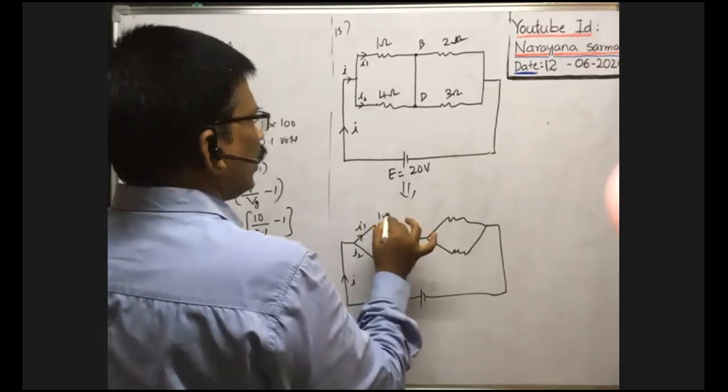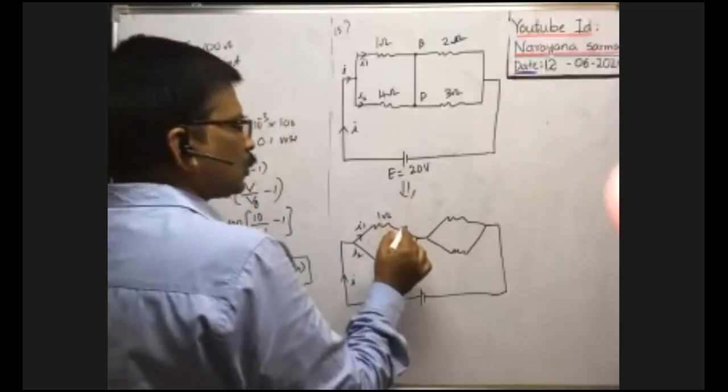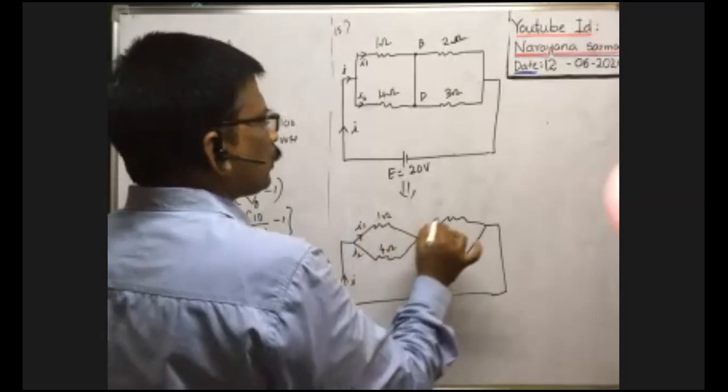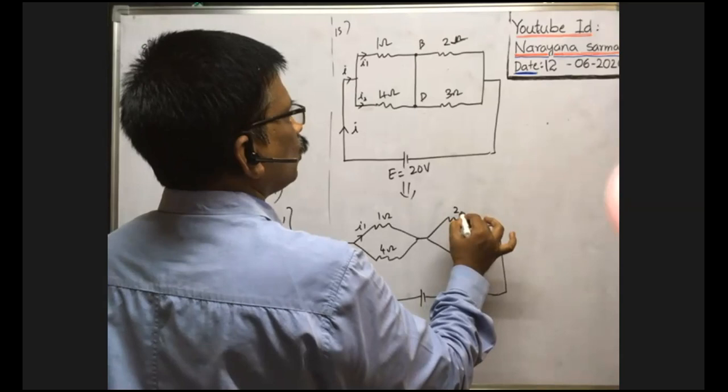This resistance is 1 ohm. This resistance is 4 ohm. The current passing through this part is this one. So here a 2 ohm resistance is there. Here it is 3 ohm.